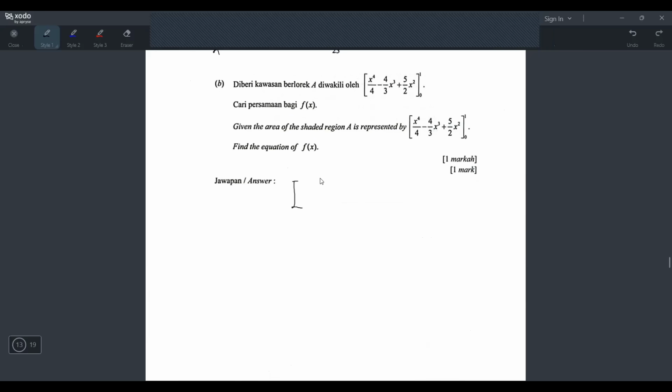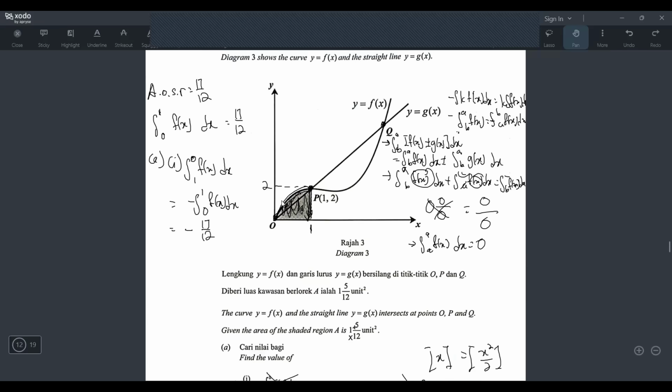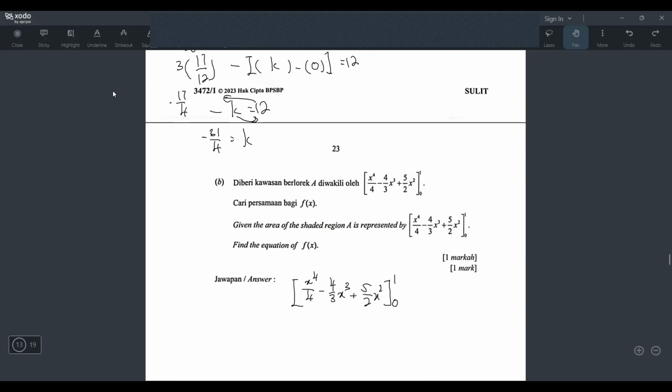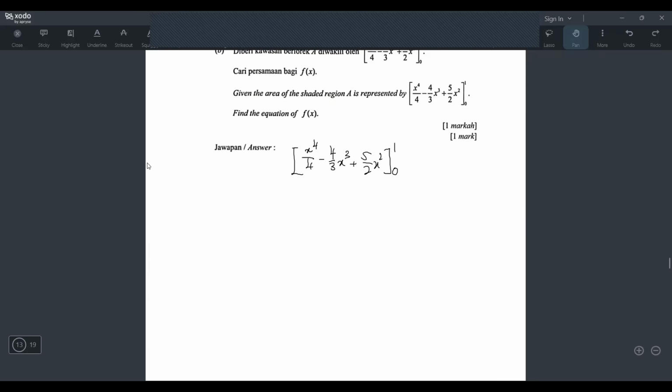So this is big bracket x power 4 over 4 minus 4 over 3 x power 3 plus 5 over 2 x squared close bracket, 1 to 0. Okay, I think I understand now. This is actually after you integrate. If you look carefully at this, we actually don't have the f(x) equation, right? We only have the area. But then suddenly in the B question, they say that after you integrate, it will look like this, right? So now how do we find the equation of f(x)?